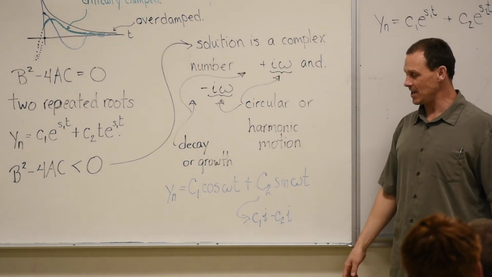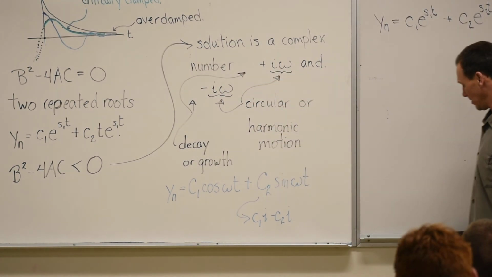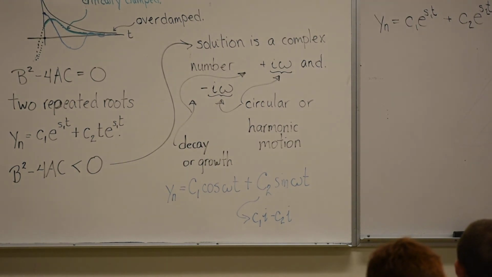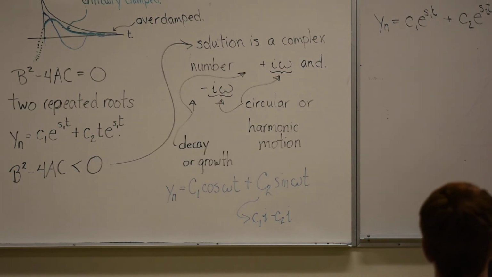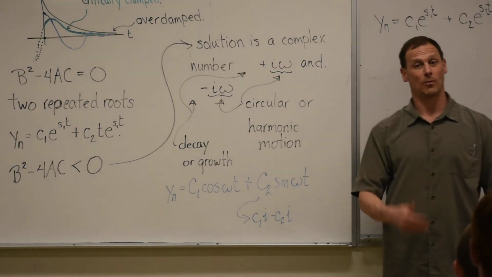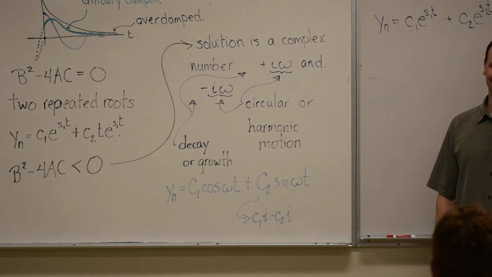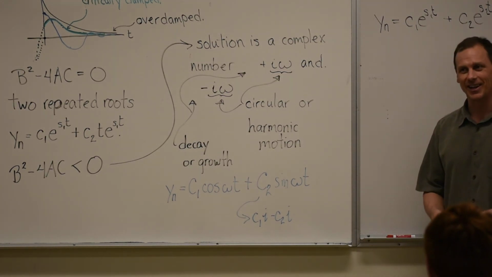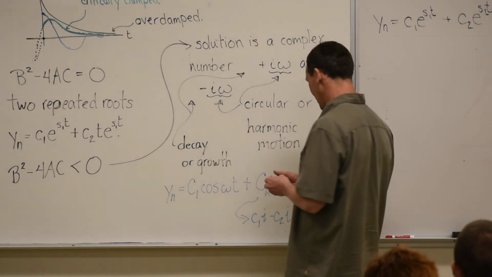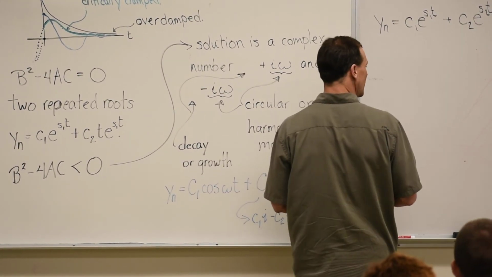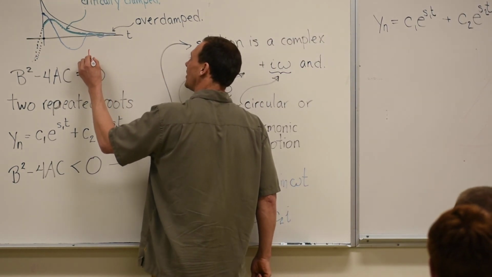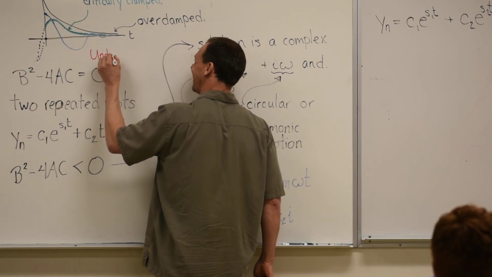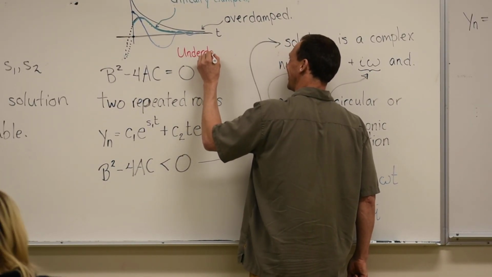Also, we need a name for this. What did we call that? We need a name. Call it something. Call it Joe. Underdamped, right. Underdamped. This is underdamped.